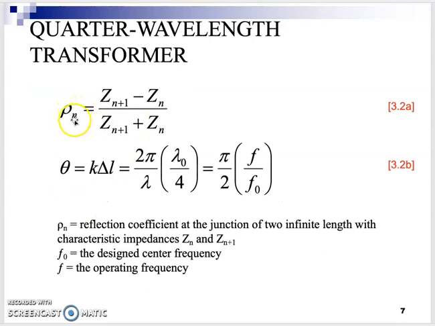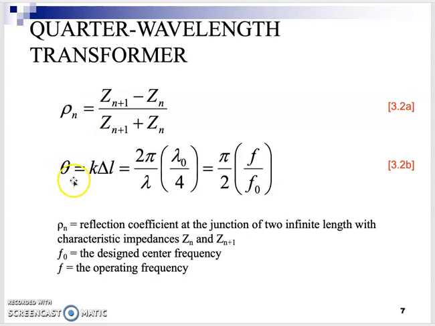Basically, rho n, as I mentioned just now, at stage 1 becomes rho 0, at stage 2 it becomes rho 1, at stage 3 it becomes rho 2. For example, for stage 1, rho 0 is (Z1 minus Z0) over (Z1 plus Z0). At stage 2, rho 1 is (Z2 minus Z1) over (Z2 plus Z1). This is how we get the reflection coefficient.